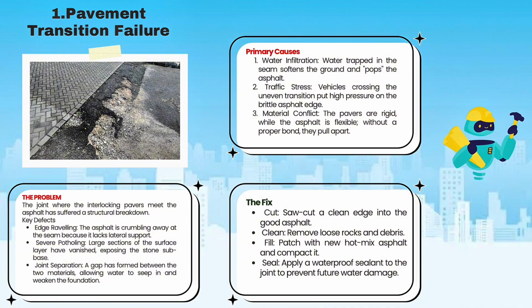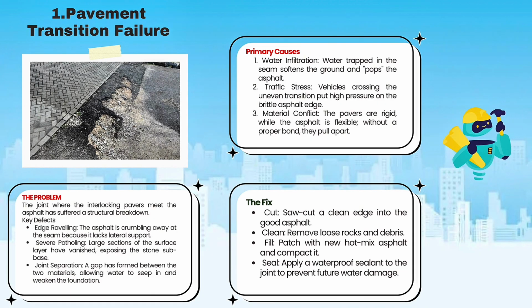The primary cause is water infiltration. Water trapped in the seam softens the ground and erodes the asphalt. Second, traffic stress. Vehicles crossing the uneven transition put high pressure on the brittle asphalt edge. And the last, material conflict. The pavers are rigid while the asphalt is flexible. Without a proper bond, they pull apart.